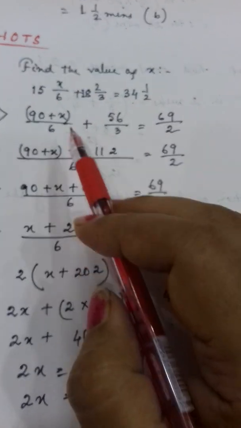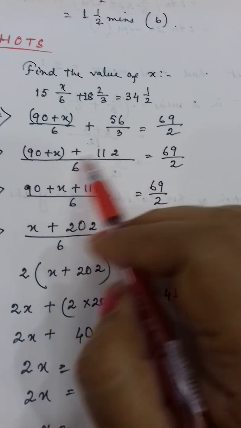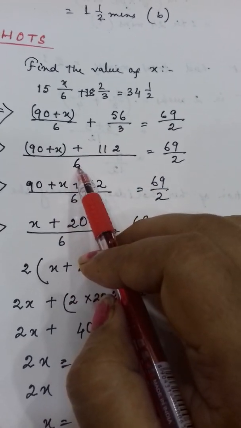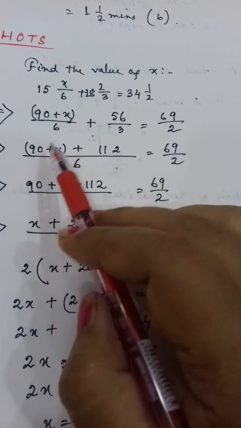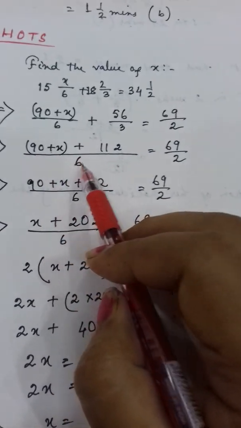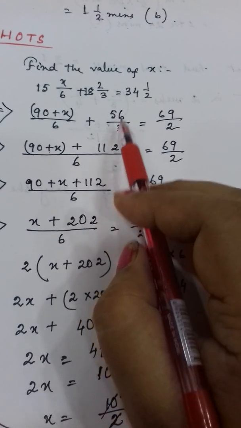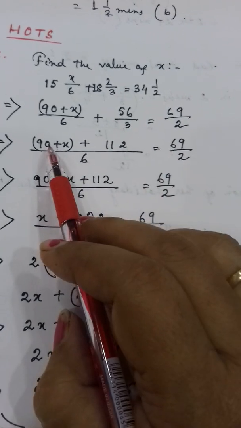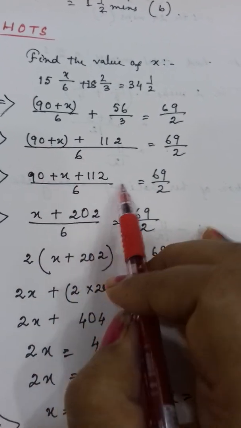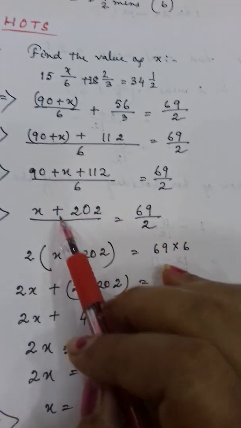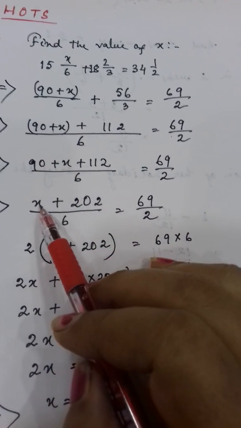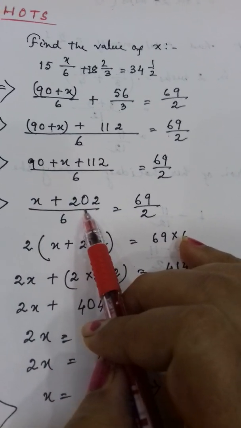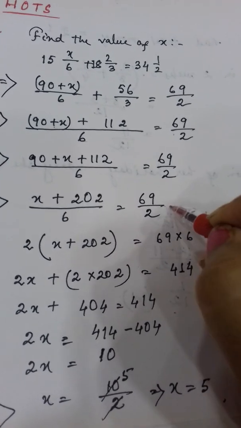After finding the LCM, you know how to do addition of unlike fractions. 6 divided by 6 is 1. 1 into (90 plus x) will be 90 plus x. 6 divided by 3 is 2. 2 into 56 means 112. The right side remains the same. Now you open the bracket. In the next line I have opened the bracket. Now at first you write x, then both these positive integers you add. It is 202. Clear? The right side remains the same.